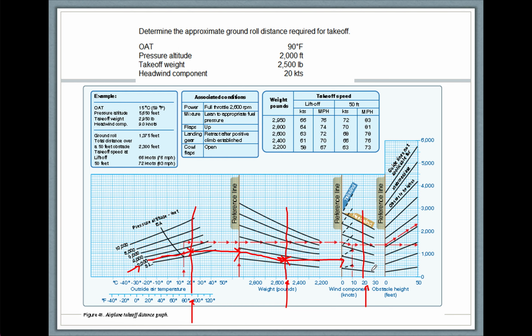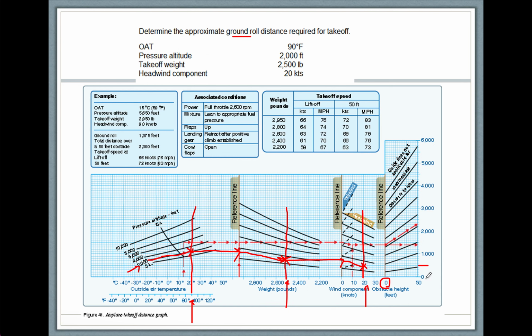Now either follow the lines down to headwind or up to tailwind. Well, I have a 20 knot headwind, so I need to do my best to follow these lines down. We intersect there. And if my lines were all straight enough, my answer would come out right around there for ground roll distance. So this question asked for a ground roll, not for 50 foot. So I don't even have to follow the lines up or anything.